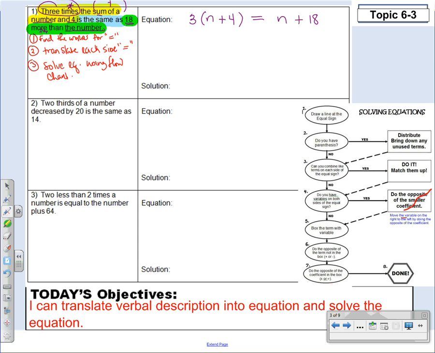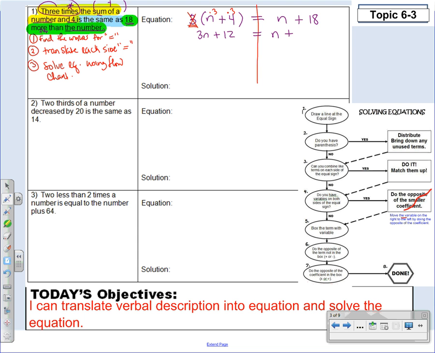So using our flowchart, we know we draw the line down the equal sign. Do we have parentheses? Yes, we have parentheses, so we need to distribute. That means I'm going to take the 3 that's out front, and I'm going to multiply everything inside the parentheses by that 3. So I'm showing that by putting a little dot above it. This will leave me with 3 times n is 3n, plus 3 times 4 is 12, equals 2.